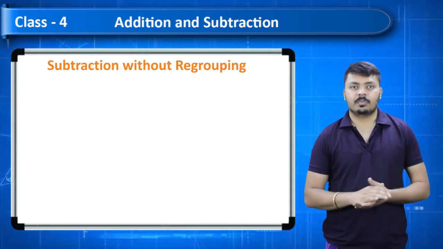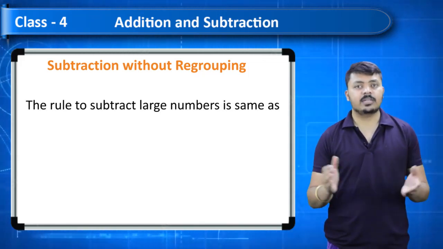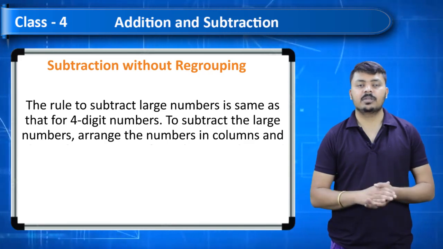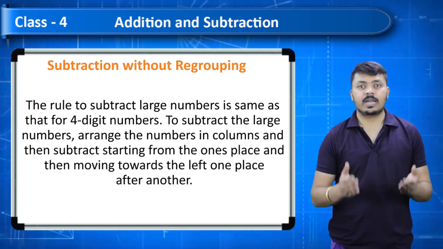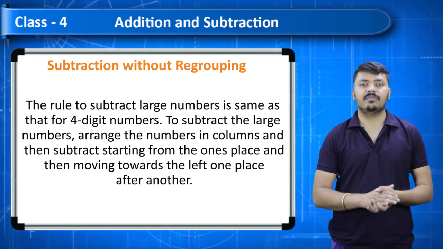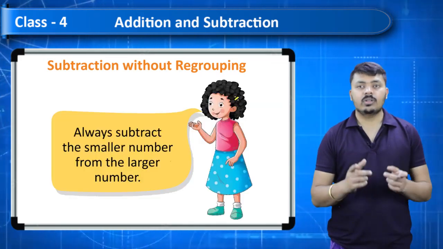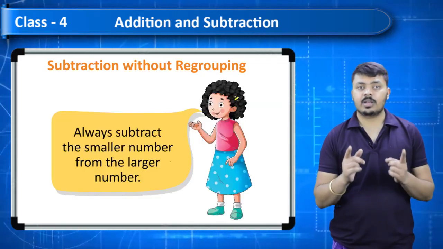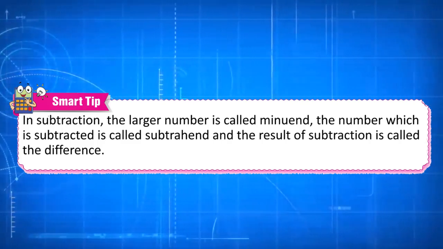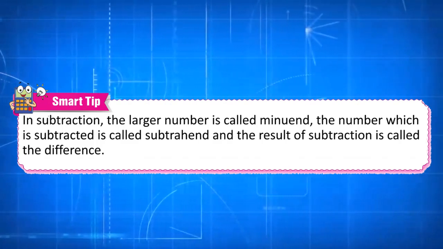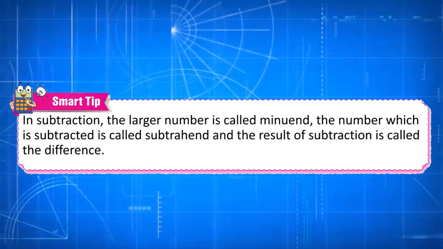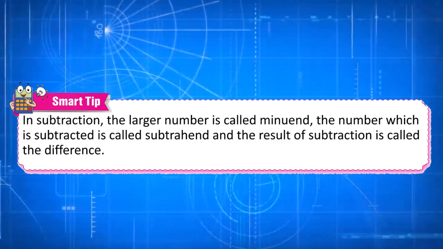Subtraction without regrouping. The rule to subtract large numbers is the same as that for 4-digit numbers. To subtract large numbers, arrange the numbers in columns and then subtract, starting from the ones place and then moving towards the left one place after another. Always subtract the smaller number from the larger number. Smart tip: in subtraction, the larger number is called the minuend and the number which is subtracted is called the subtrahend. The result of subtraction is called the difference.